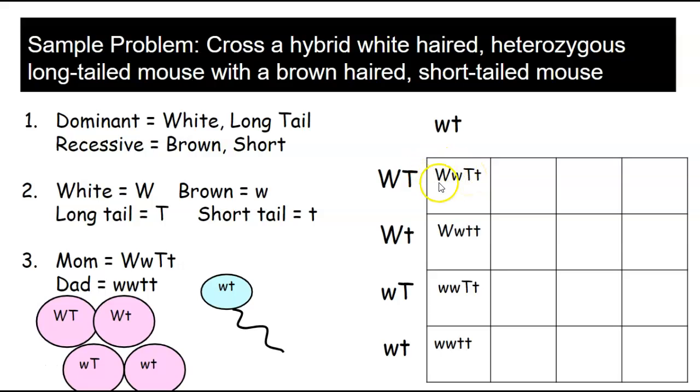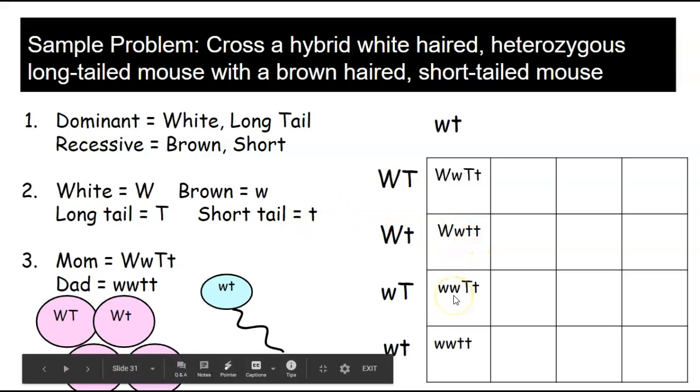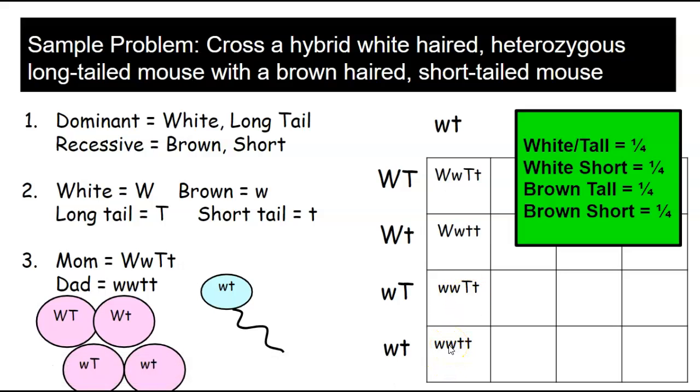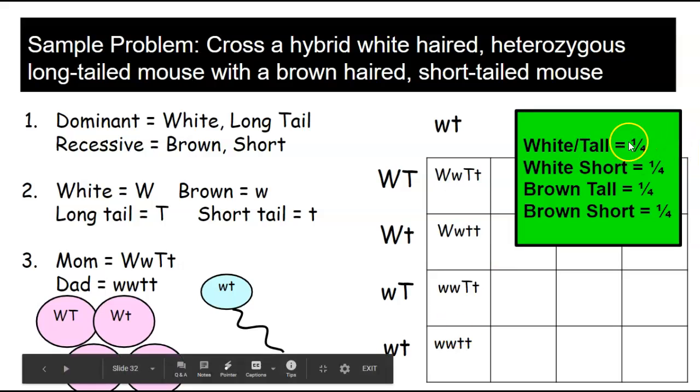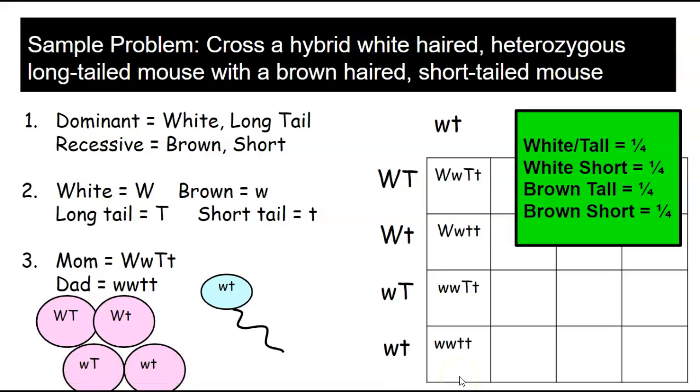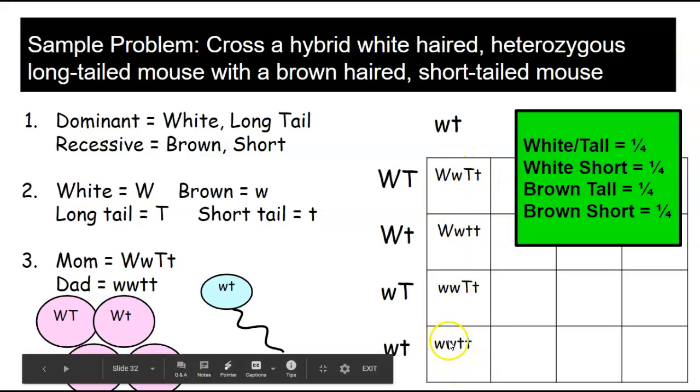So if we look, this mouse here, it has a big W and a big T. This one's going to be, right, white and have a long tail because it's got a capital W and a capital T. This one is going to be white and have a short tail. This one's going to be brown and have a long tail, and this one's going to be brown and have a short tail. So here we've got all of them are different. 1 out of 4, 1 out of 4, 1 out of 4, 1 out of 4. And why is it 1 out of 4? Why not 8 or 16? Because we've got 4 squares total.